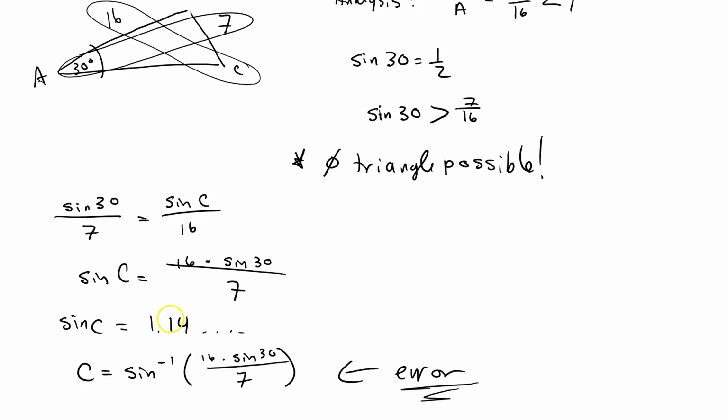Why? Because the sine ratio is greater than 1. That is impossible. So if you find that the sine of an angle is greater than 1, you know that there's an error. So no triangles are possible.